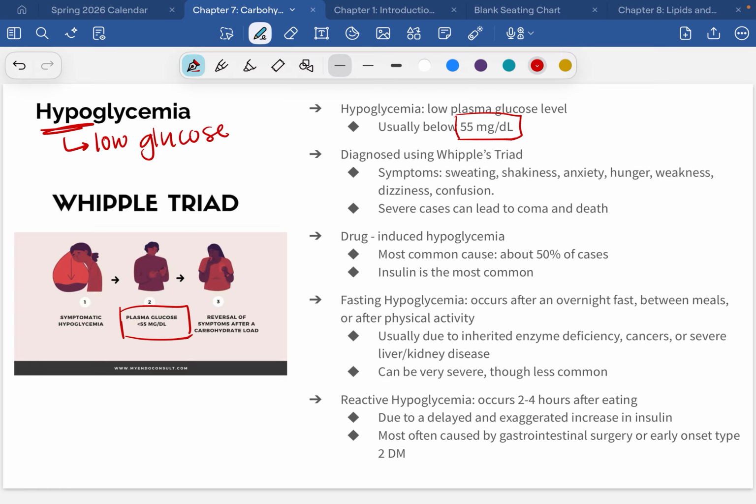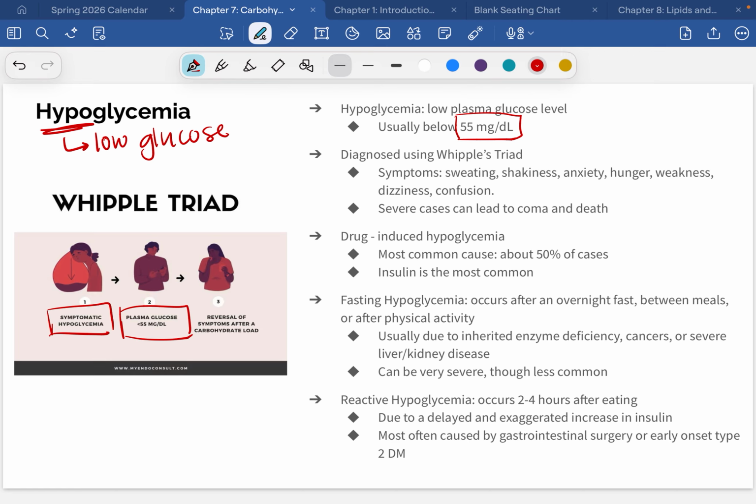So hypoglycemia isn't diagnosed just with a blood test. There are other things that have to be true in order for a person to be diagnosed with hypoglycemia. Okay, and one of them is that they have to be symptomatic. Because again, there are some people that can have a blood glucose level of 50 and be perfectly fine. They would not be considered hypoglycemic, even though their blood levels are low. So symptoms of hypoglycemia are things like sweating, shakiness, anxiety, hunger, weakness, dizziness, confusion.